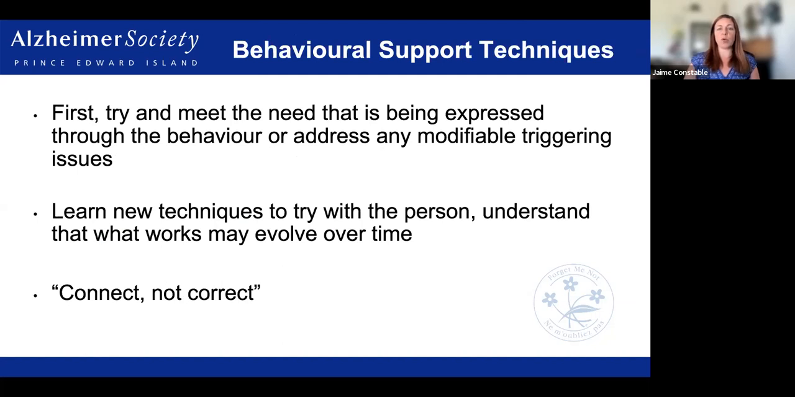In terms of behavioral support techniques, first you want to try to meet the need that is being expressed through the behavior or address any modifiable triggers in the environment or with the person. Like I said, pain is a big one. Learn new techniques to try and understand that what works now might evolve over time and you might need to find something new the next time. But the most important thing is to connect, not correct. So connect with the person to really find out why these behaviors are happening and try not to come to correct or argue with them.